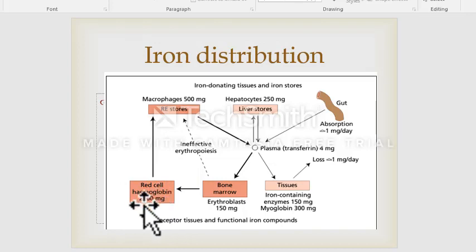So in red cell hemoglobin, iron is present almost 2500 milligram. In bone marrow, 150 milligram of iron is present in erythroblast. In liver, 250 milligram of iron is present in the hepatocyte. While in tissues, iron containing enzymes contain 150 milligram of iron. While in myoglobin, 300 milligram of iron is present. So this is basically the distribution of iron in our body.